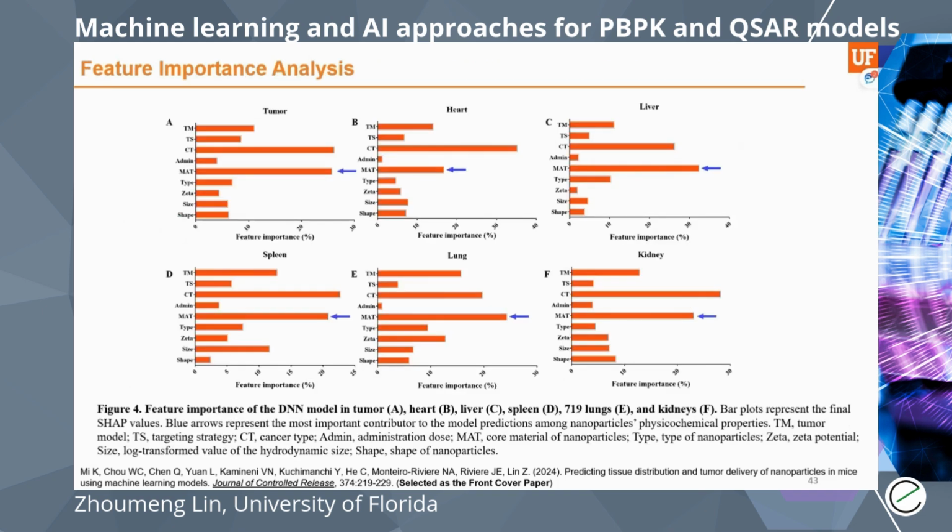And then we also did feature selection to analyze which of the physicochemical properties play a more important role in the distribution to tumor and to other organs. We found that the material type, MAT in this figure, has a consistent result and plays a highly important role in the distribution to both tumor and the major organs. This figure also shows that these different factors play differential roles in the organ distribution. So when we design a nanoparticle, we need to consider all these factors in a model.